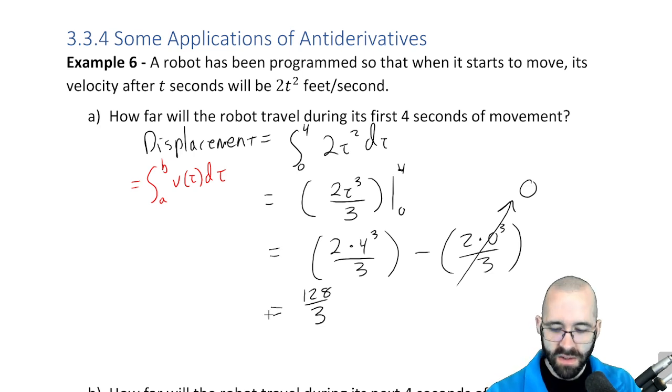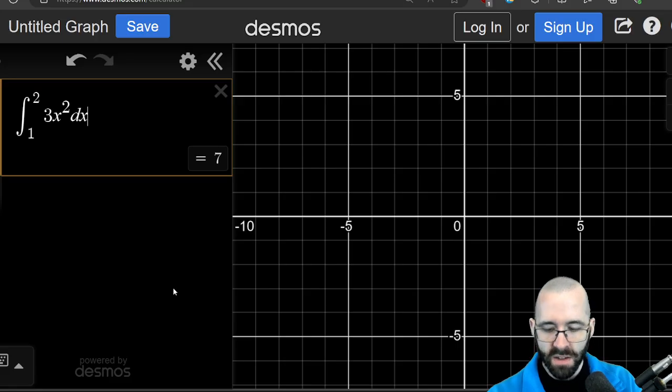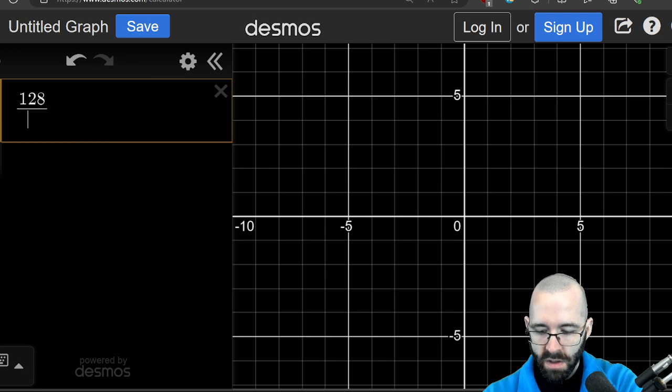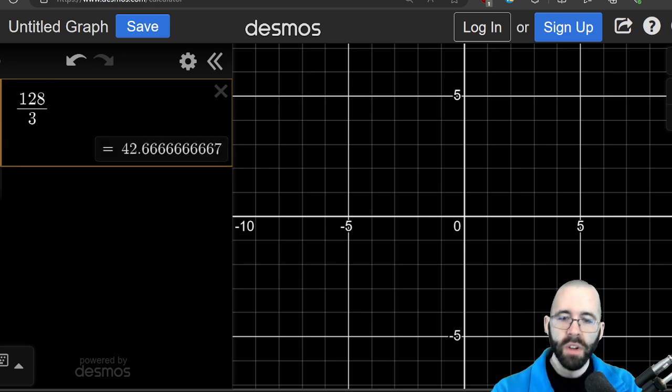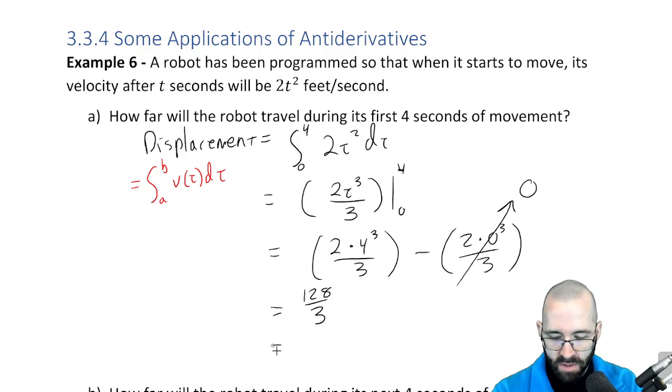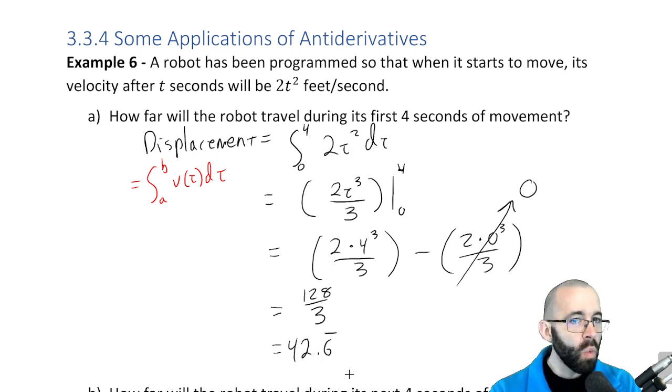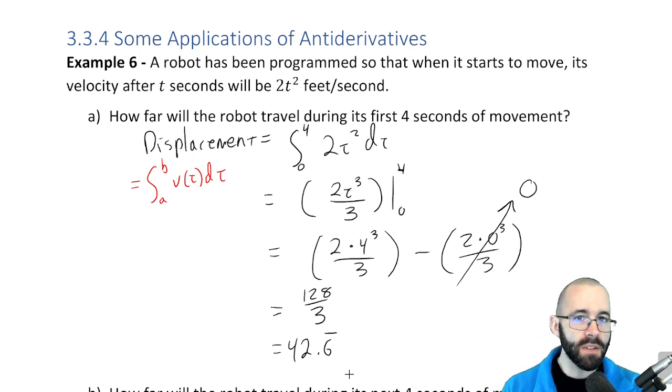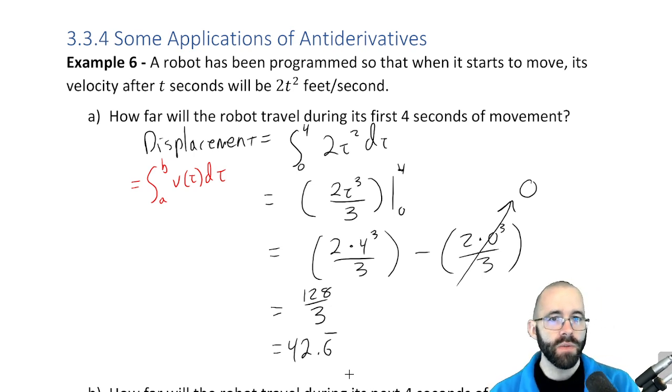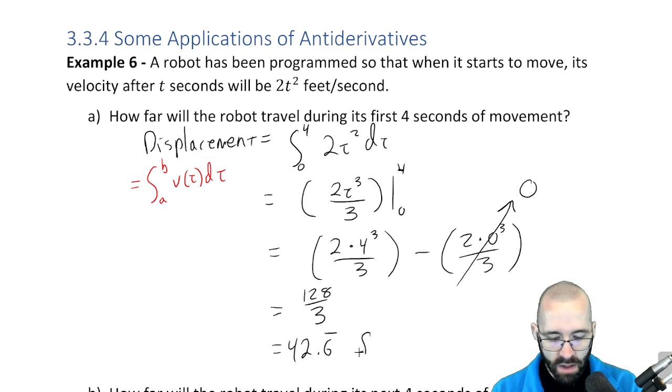42, approximately. 42.6 repeating. What are our units? Well, it's displacement, so it should be a distance. So in this case, it'll be feet.